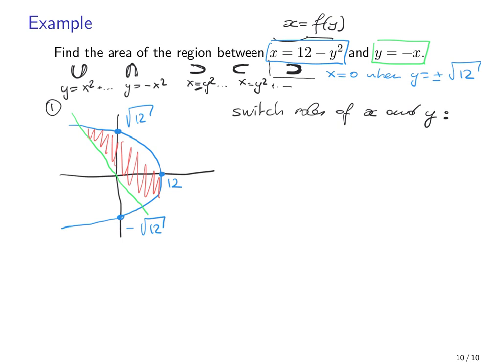What does that mean? In your graph, you just flip, or you just switch x and y. You get y is equal to 12 minus x squared. X is equal to minus y. And now you make your graph again.